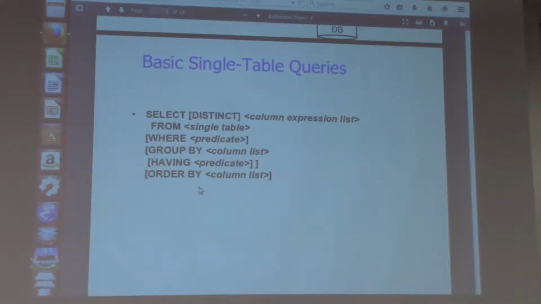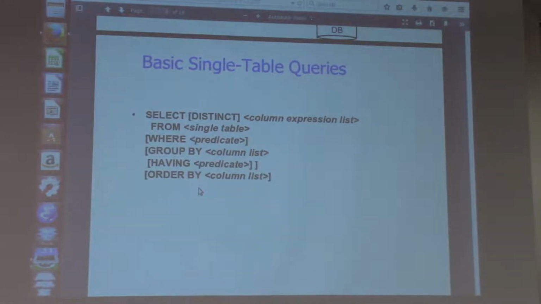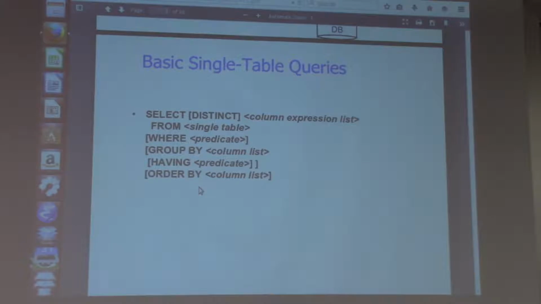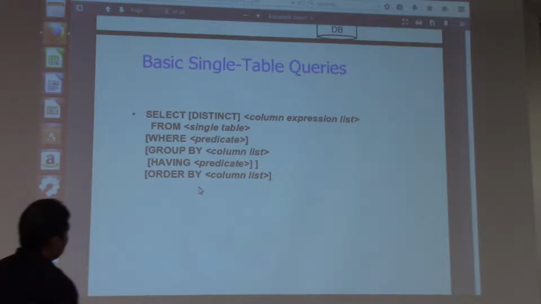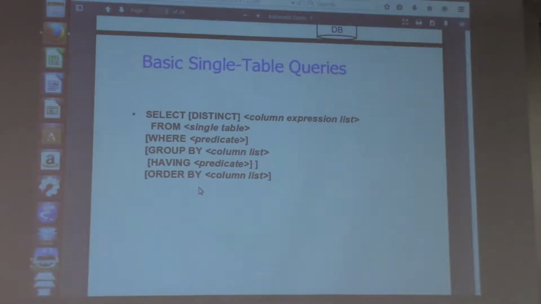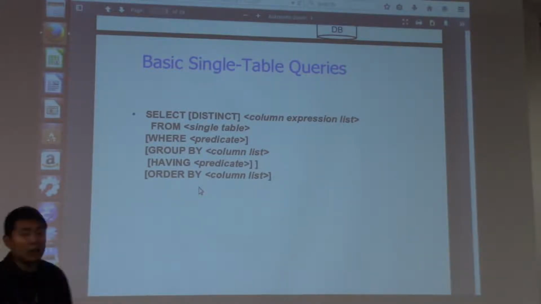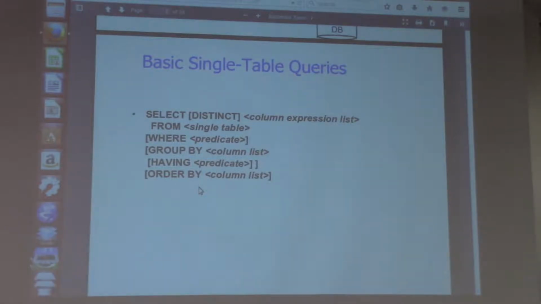So what are the possible forms of single table queries you're going to have? Well, these are the possible forms. Pretty much cover all the possible cases, right? For a single table evaluation, you have a select clause, possibly with distinct. Remember, distinct means that you need to remove duplicates. And you have a from clause, but here we talk about a single table, so there's only a single table in the from clause. You have the where clause, group by, having, and order by. Okay?